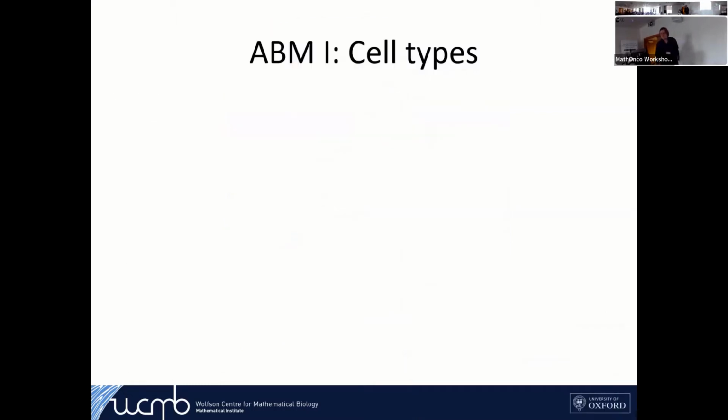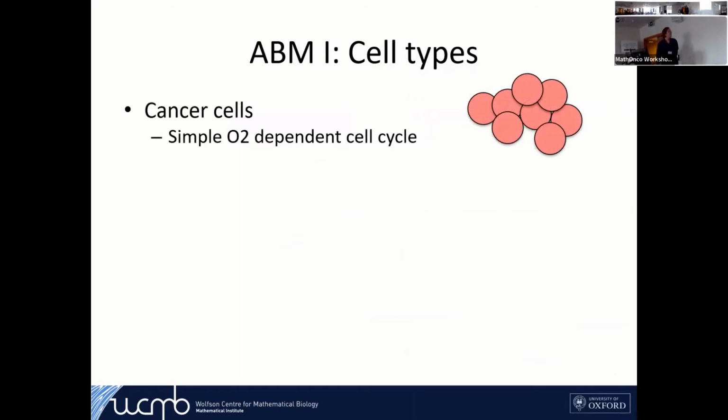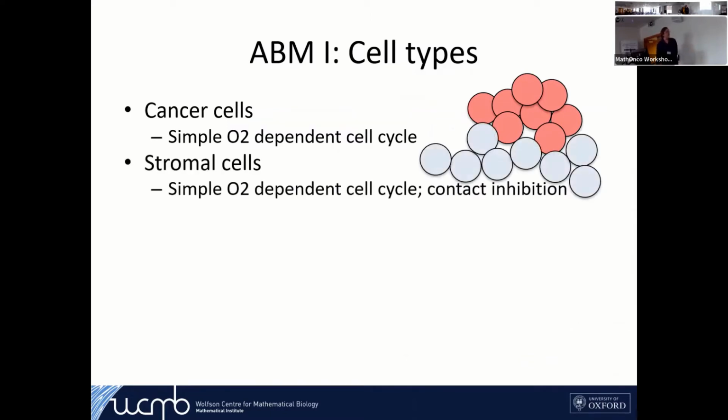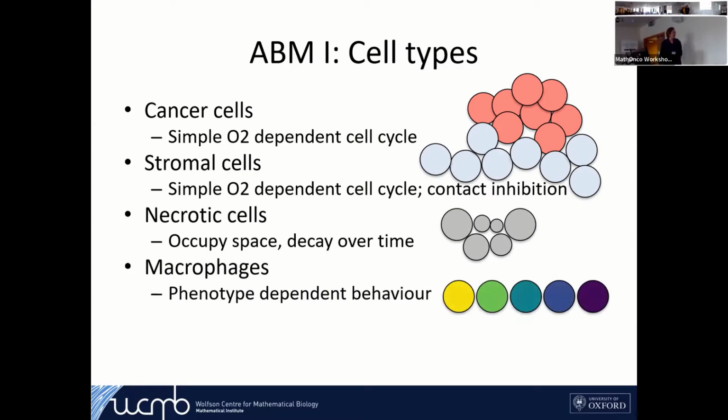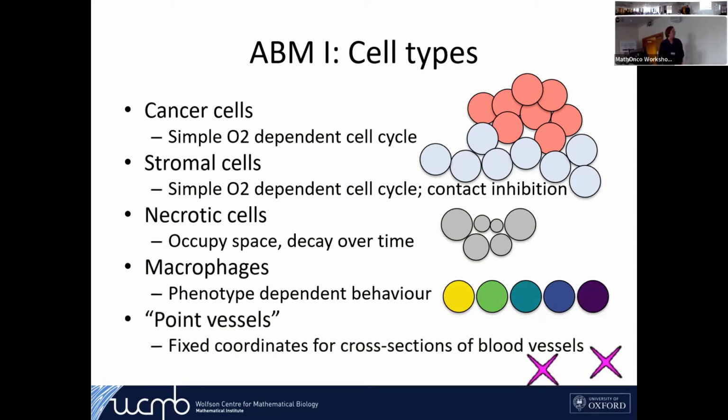So from a modeling point of view, that's exactly what I'm going to do. We've got a model here of cancer cells, which are growing based on an oxygen-based cell cycle. And they're embedded in this world of stromal cells that are just providing some resistance to them. And then you'll also see some necrotic cells. When a cell dies, it's going to occupy space for a bit of time. And our really interesting ones here are the macrophages. So rather than just saying M1, M2, all of these macrophages have a phenotype going on within the macrophage, which is describing and determining how it's going to behave. And I'm also thinking of some fixed coordinates, which are blood vessels, where the macrophages are going to enter the simulation from.